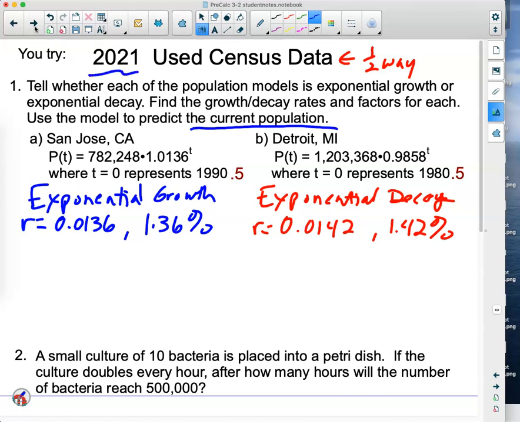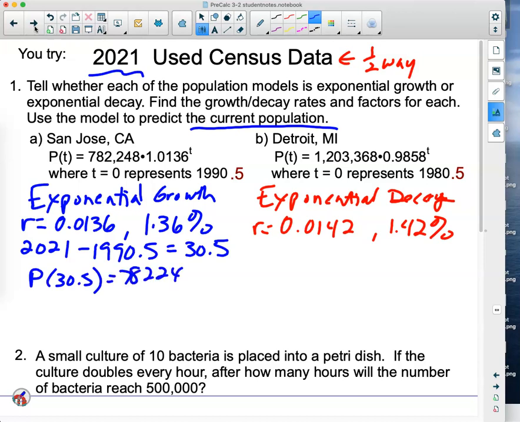And that's why I said we're definitely going to use 2021 for this one, because T, it says, represents that year 1990.5. Well, if I'm going to use this model, I have to know how long ago that was. So I'm going to have to take 2021 minus 1990.5 to figure out what I have to use for T, and that's going to be 30.5. Now we'll have everything we need. P of 30.5 is what we want to find. Oops, that got squashed.